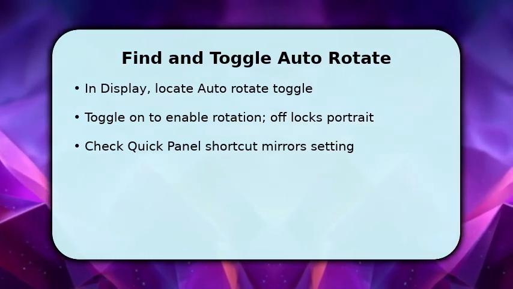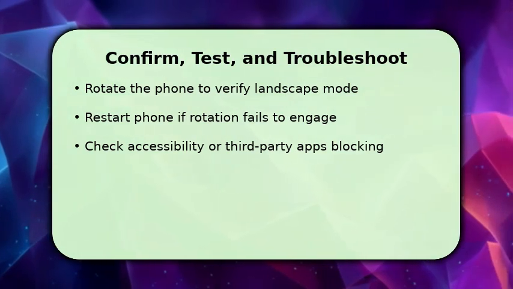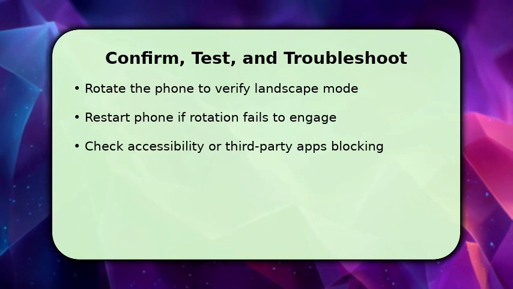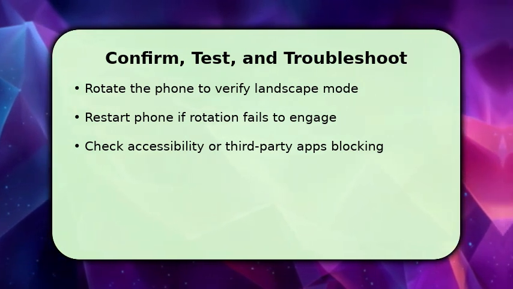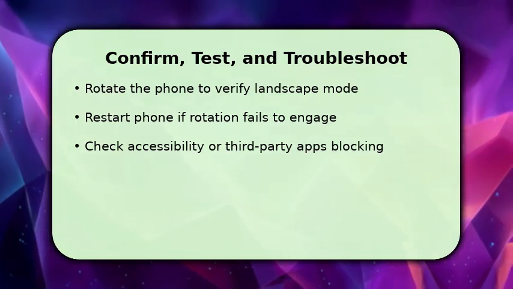To finish, hold the phone and rotate it to verify that apps switch to landscape as expected. Video or browser pages are good tests. If rotation doesn't engage, restart the phone to clear temporary glitches and then recheck the auto rotate toggle.